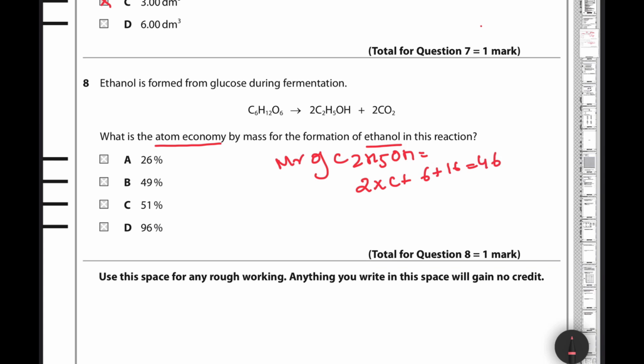And then you should know the formula of atom economy. It is the desired product, which is 2 times ethanol, upon 2 times ethanol plus 2 times carbon dioxide. You solve this and you just times 100 because it's a percentage. You solve this, you will get 51.1%, which is C. Next question.